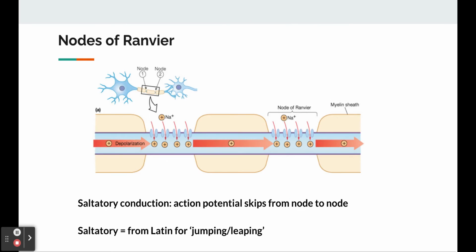To increase the speed of the action potential, high concentrations of ion channels are present in the parts of the axons that are not myelinated, known as the nodes of Ranvier. This allows the action potential to essentially jump from node to node really quickly, a process called saltatory conduction.